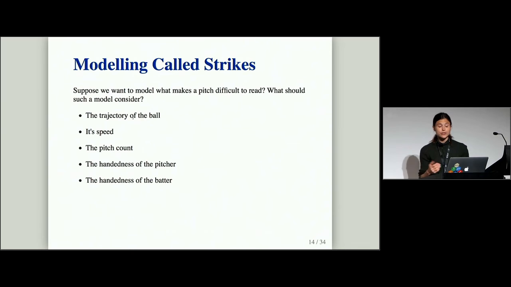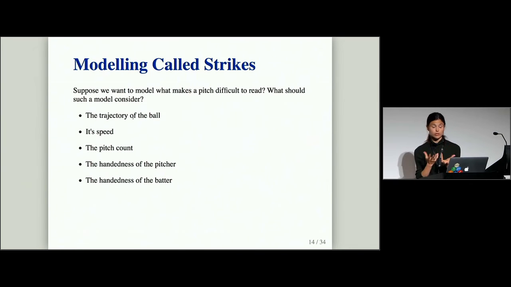So let's suppose that we wanted to try to build a model about the difficulty of reading a pitch using called strikes as that sort of measure of readability. What are some of the factors that we might consider related to whether a ball is going to be a called strike or some other type of strike? So I've kind of made it a little bit easy by suggesting some here. So the trajectory, right? Pretty much any physical aspect of that pitch potentially is going to have a relationship to the kind of strike that it is. So that could include its position, you know, its speed. And then there could be factors about the context, right? The count, as I mentioned, and then maybe also the handedness of both the pitcher and batter. So potentially all of these things could be incorporated into the model from the pitch FX data.